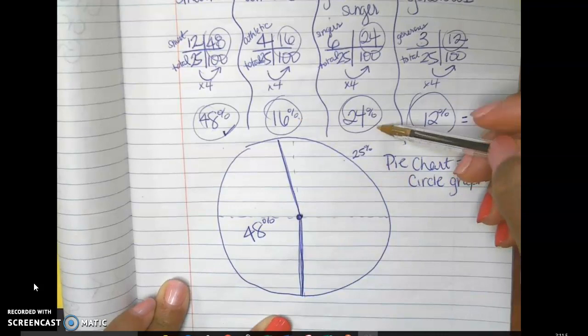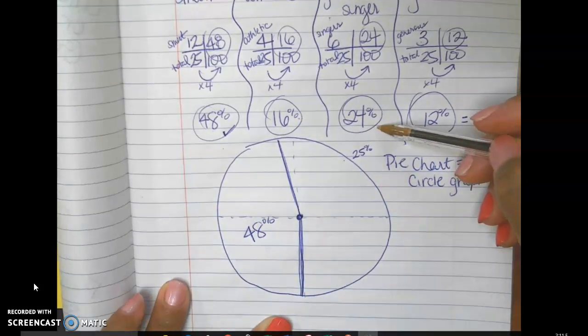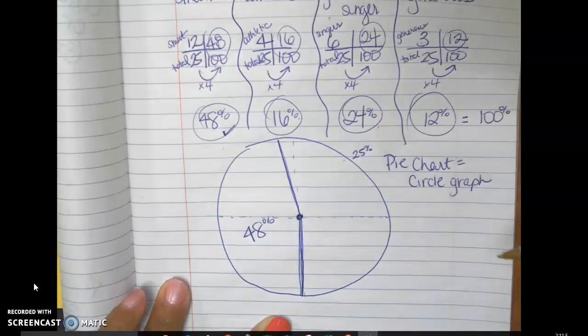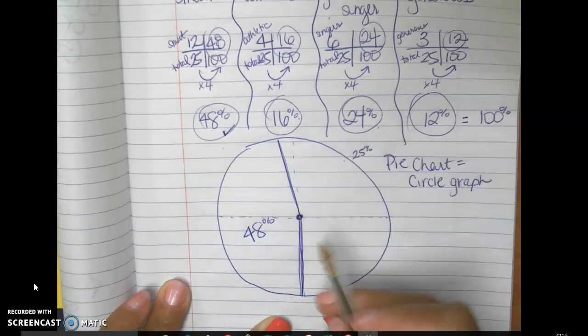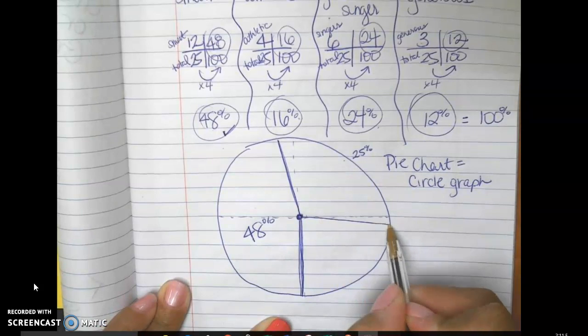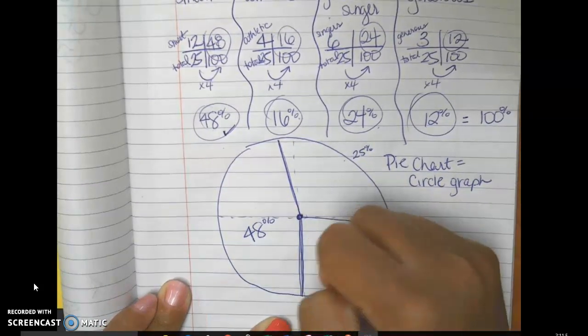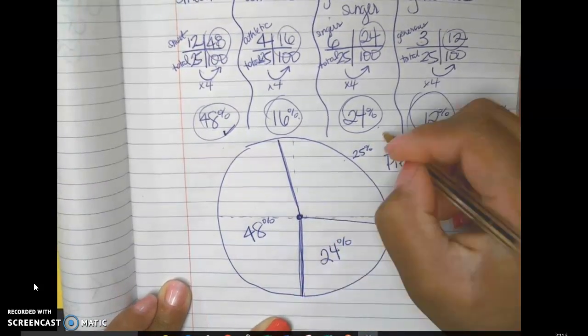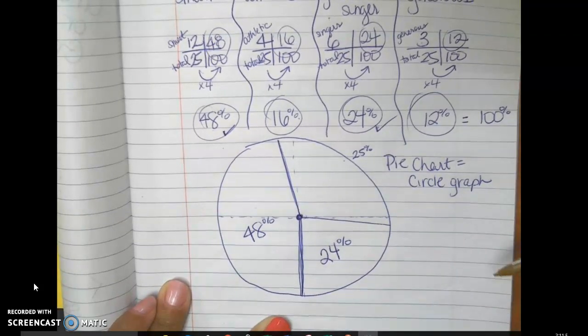Now, 16%, I'm not sure what type of piece that looks like. But can I relate 24% to something? 25%. It's close to 25. So now here's my other dotted line. It's going to be a little less than 25%. And I can say this is 24. Got that one.